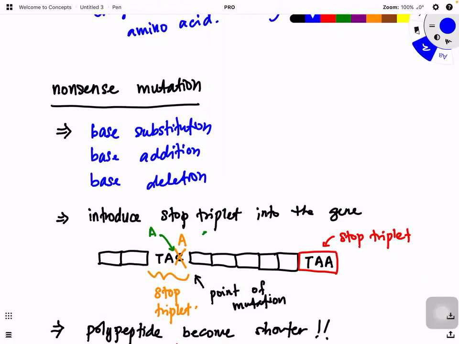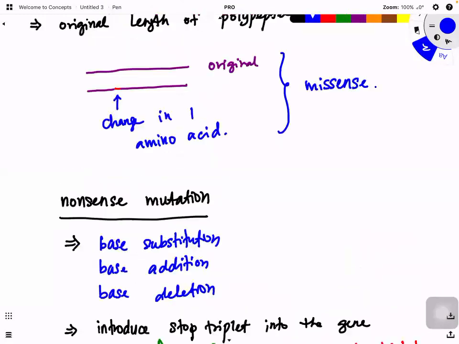So the idea of nonsense mutation means that the synthesis of the polypeptide in the ribosome will stop prematurely. So you won't be able to get the full length of the polypeptide. It depends where. If it is towards the end, it is still okay, maybe it can function. But if it is in the middle or quite near the beginning of the polypeptide, then the effect is very, very severe.